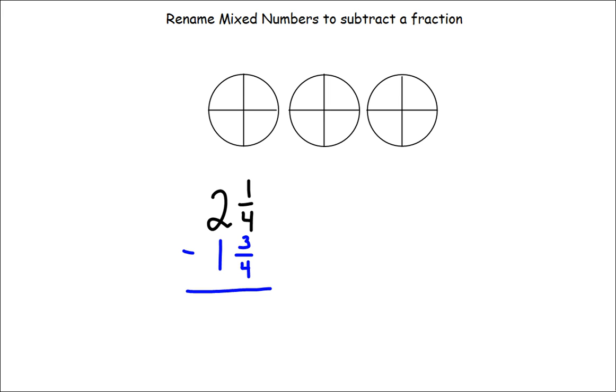Alright, welcome to today's lesson. In this lesson, I'm going to show you how to rename mixed numbers to subtract a fraction.